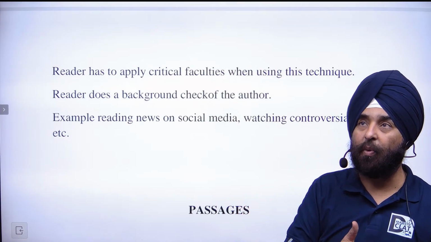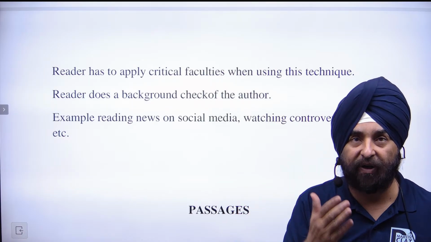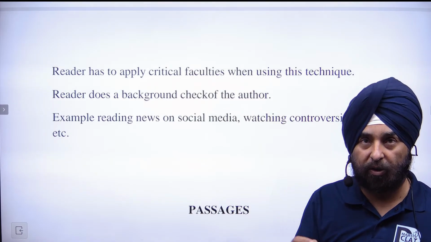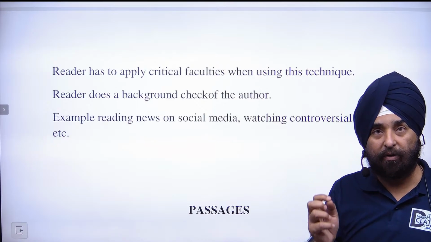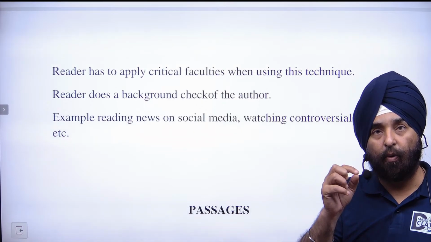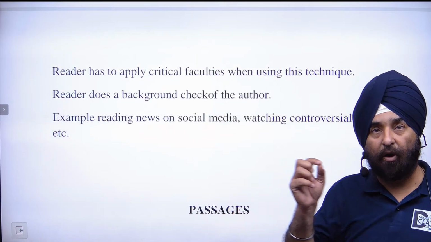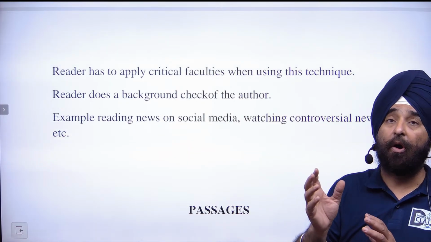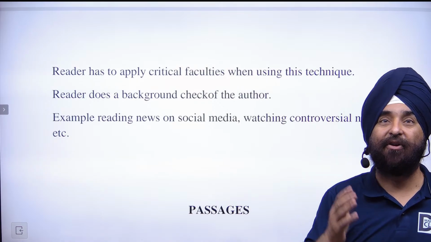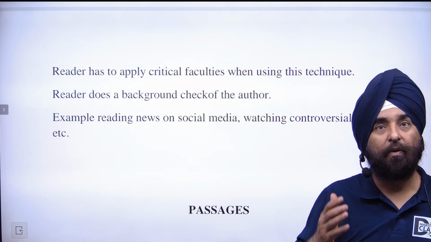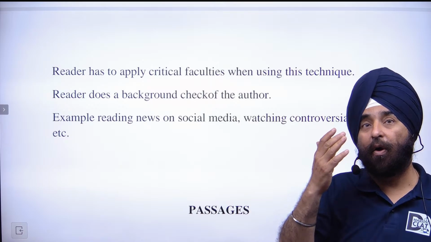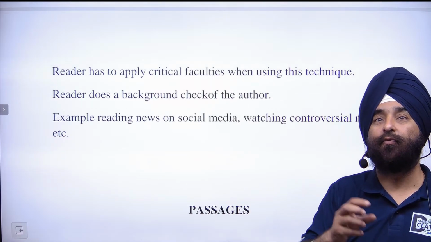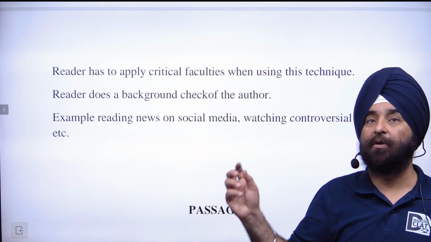So when you are in the mode of critical reading, we need to also have a background check of the author. Who is the author of the text? Is he a renowned author, or a rising author, or what kind of opinion or ideology does the author follow? We also have to keep a check on the author's mindset, and focus on the ideology of that author.